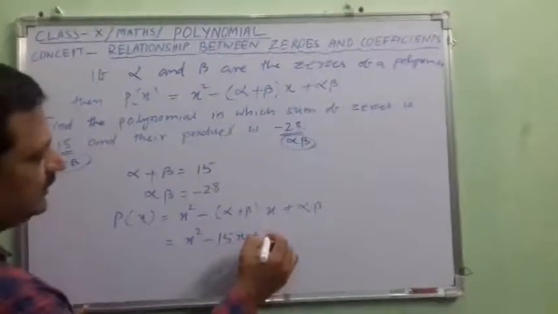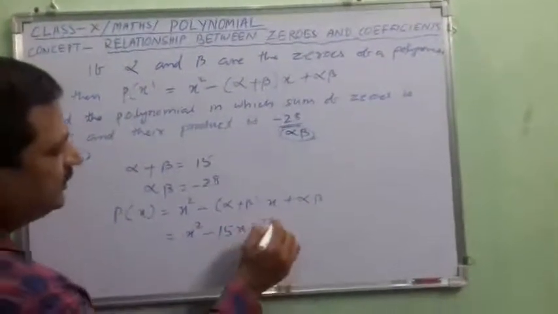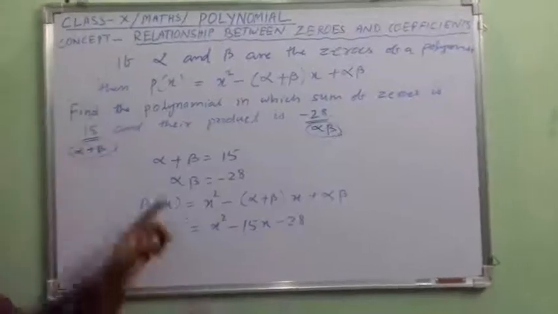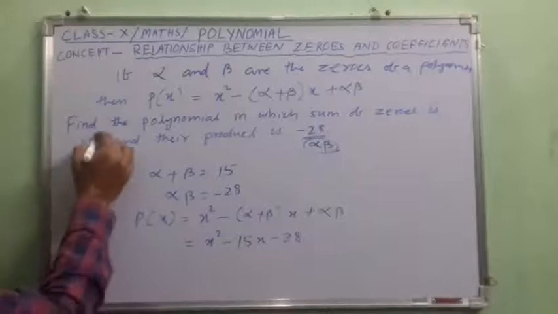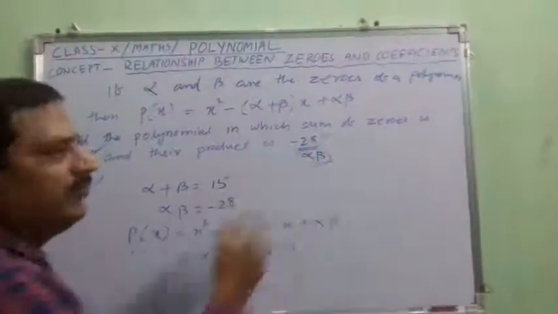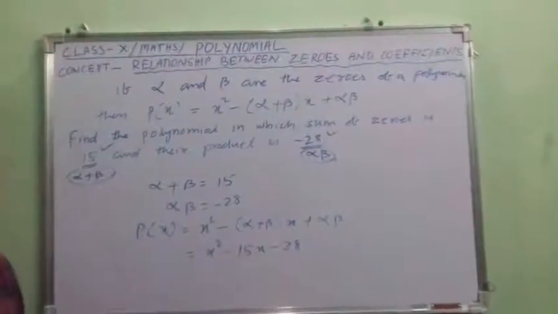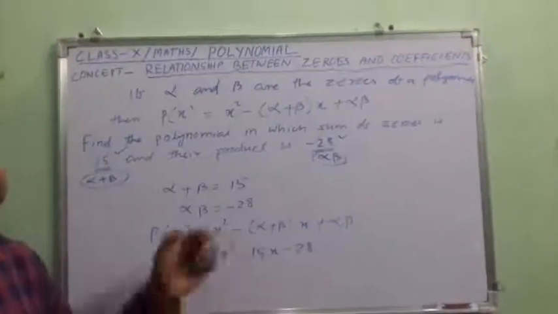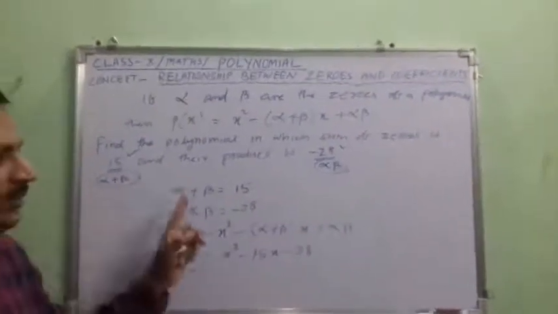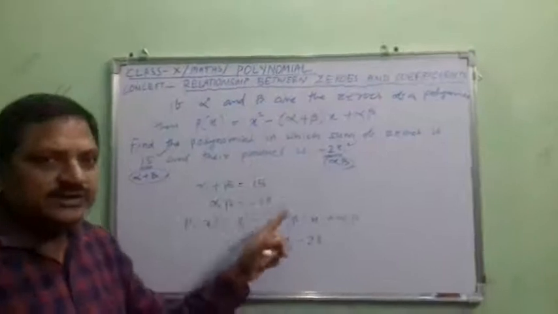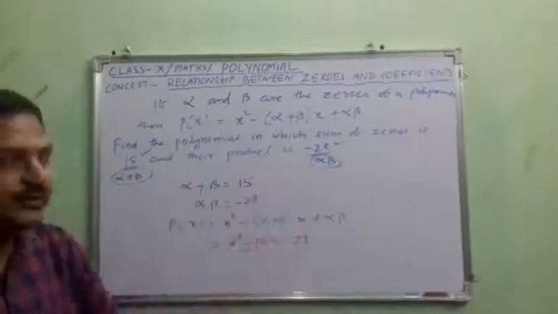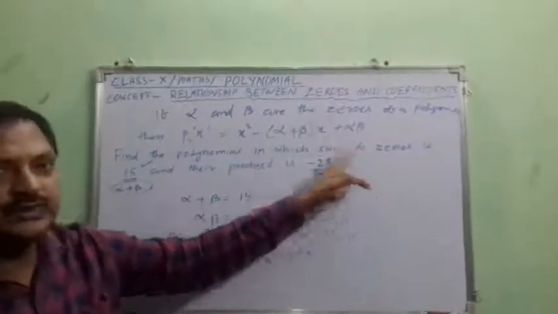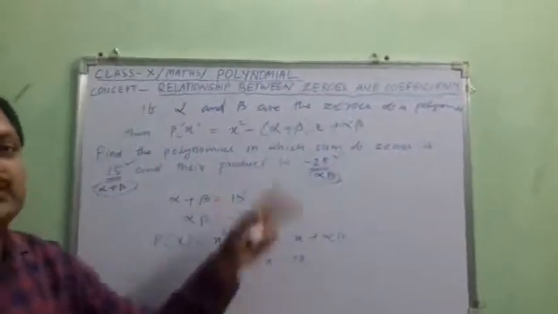15x plus minus 28. Okay, so here you see sometimes students make one mistake. They think this to be alpha and this to be beta, and they go on adding and multiplying them. There they make the mistake. So before attempting such questions, read the question well and be confirmed whether the sum of zeros and product is given or the zeros simply.